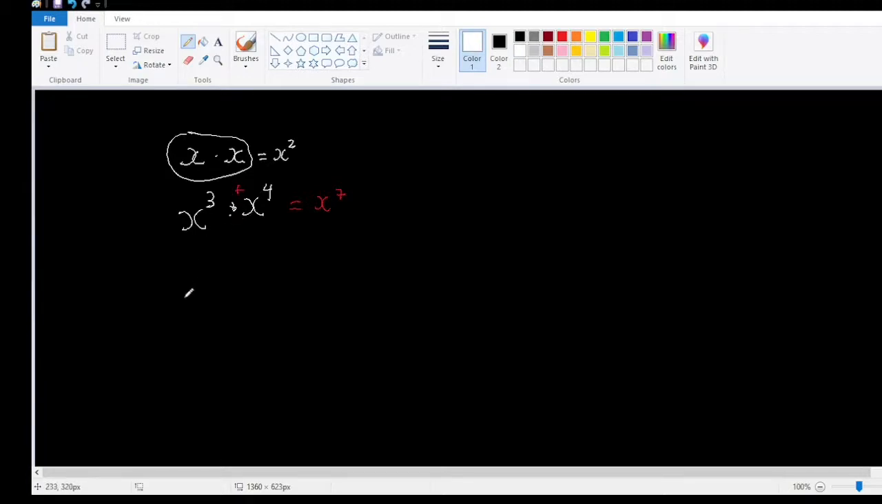How about when you divide x to the power of 3 divided by x to the power of 2? So here, when we divide, we subtract. 3 minus 2, top minus bottom, equals 1. So we could write this as x to the power of 1, or just x.